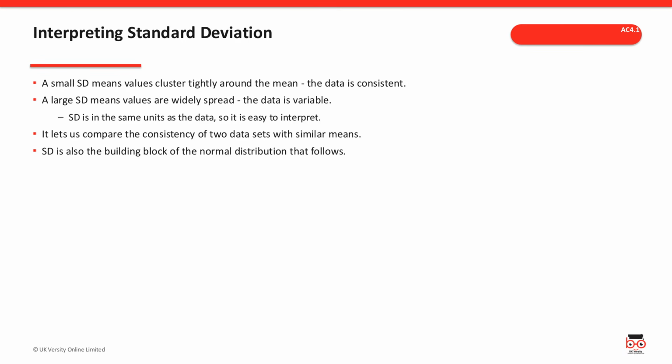So, how do we read a standard deviation? A small one means the values cluster tightly around the mean, so the data is consistent, while a large one means they're widely spread and variable. Because it's in the same units as the data, it's genuinely easy to interpret, and it lets us compare the consistency of two data sets that share a similar mean. It's also the building block for the normal distribution we're about to meet.